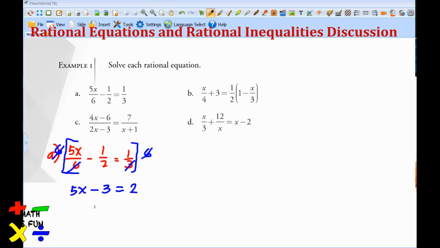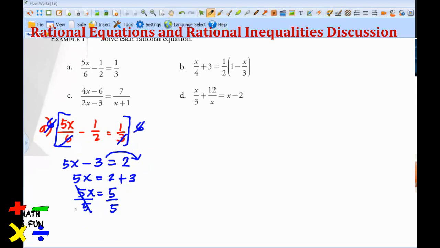Then we are going to transpose the negative 3 so that we can get the value of x. So 5x is equal to 2 plus 3. So 5x is equal to 5. Divide by 5 on both sides. So the value of x is 1. But we need to check if our answer is correct. We will replace the variable with the value in the original equation.